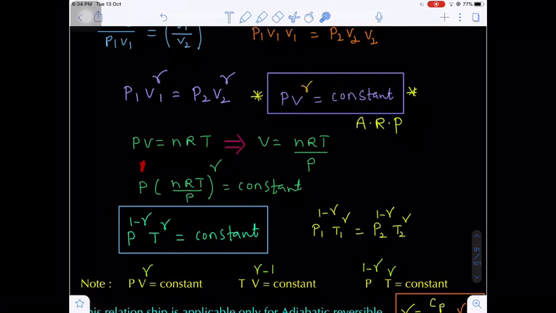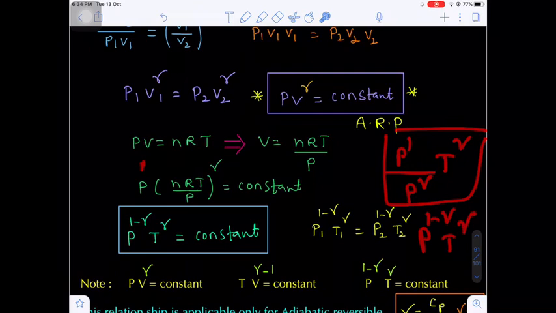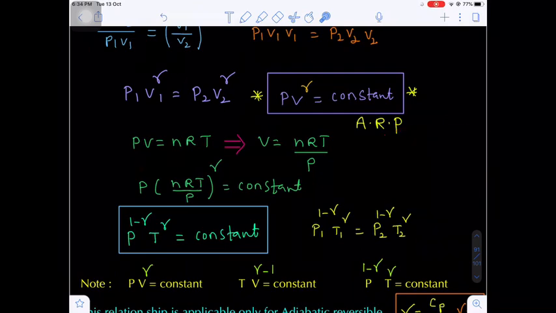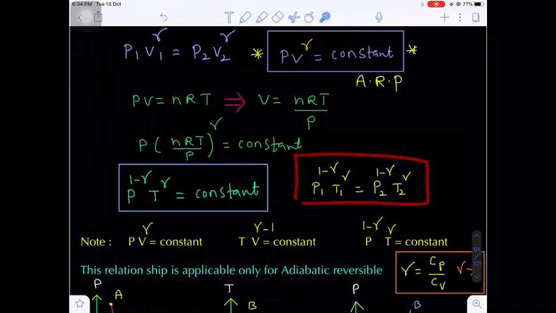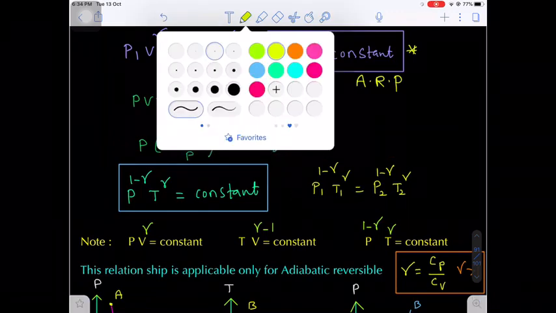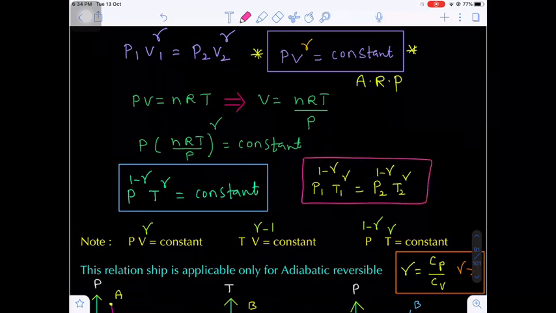Now P to the power 1 in the numerator, in the denominator P to the power gamma. And T to the power gamma. So after simplification you will get what? P to the power 1 minus gamma into T to the power gamma. That will be equal to constant. So that means P1 to the power 1 minus gamma into T1 to the power gamma will be equal to P2 to the power 1 minus gamma into T2 to the power gamma. This relation is only valid for an adiabatic reversible process.